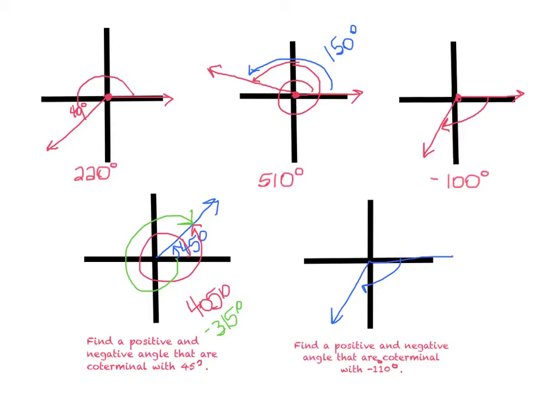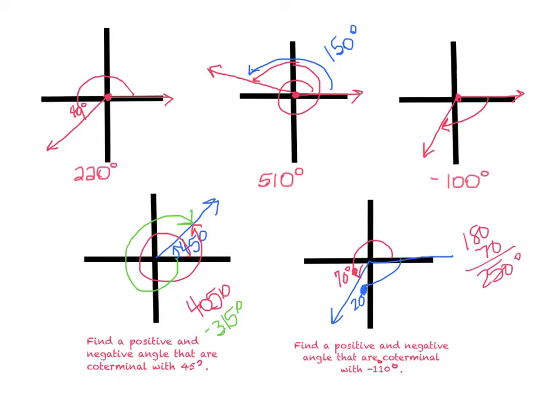I want a positive angle, so I'm going to start at the initial side and go counterclockwise to get positive. Now, the interesting thing is this distance in here would be 90 to 110, which is 20. But I don't want to know that distance. I need to know the distance in here where the red part is. So this distance would be 90 minus 20, which would be 70. So my positive is 180 plus that 70, which would give us 250 degrees.